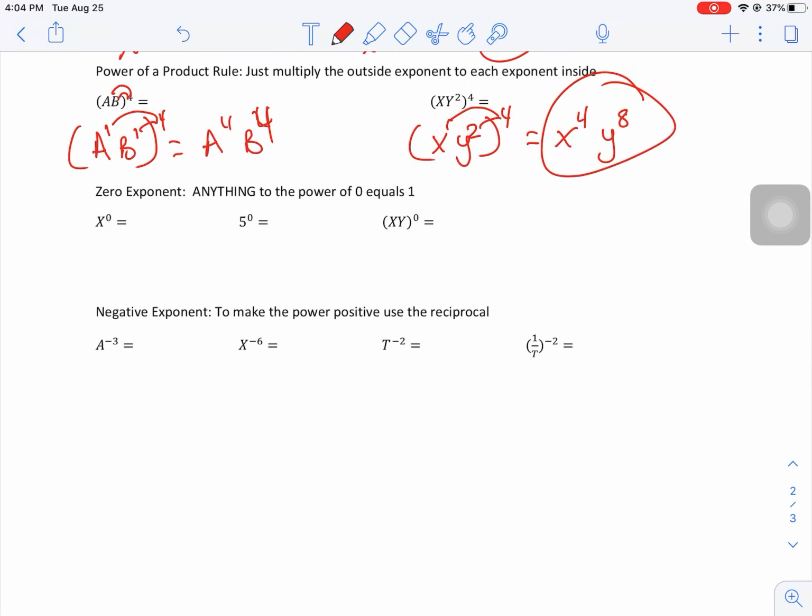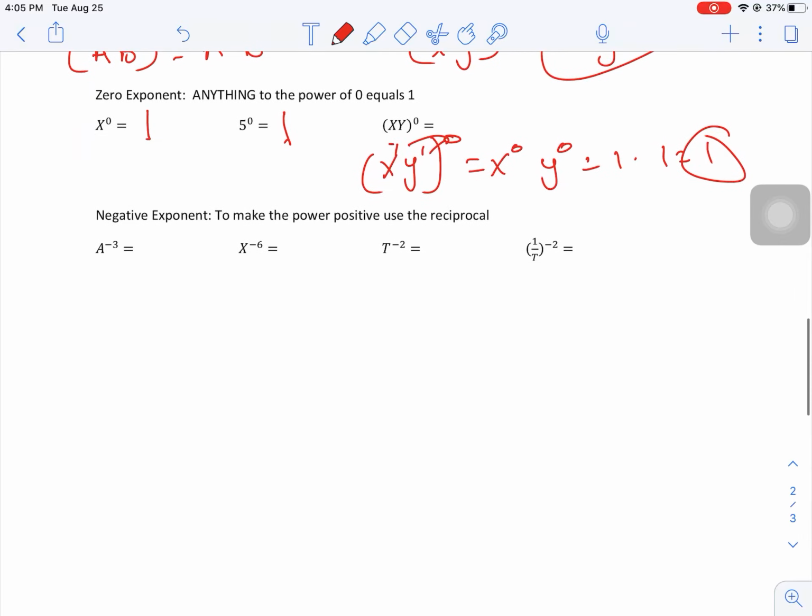Okay? Exponent rule. Anything to the power of 0 equals 1. X to the 0 power equals 1. 5 to the 0 power equals 1. If I do this work, if I do x to the first, y to the first, raised to the 0, if I distribute that in, that's x to the 0. 0 times 1 is y to the 0. That is 1 times 1, which is 1. Anything to the 0 power is 1.